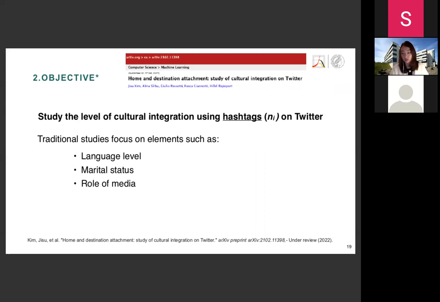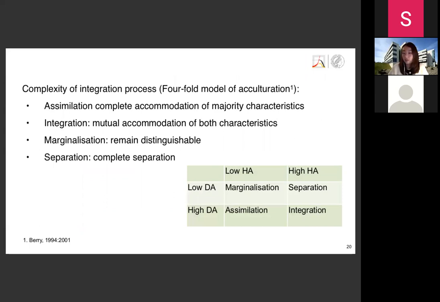And furthermore, on top of this information, we categorize the two indexes that I mentioned, home and destination attachment indexes, on the Berry's fourfold model of acculturation, which are assimilation, integration, marginalization, and separation. In the two extreme cases, assimilation means a complete accommodation of the majority characteristics of the society, whereas separation means complete distinction from the majority society. To put these in our terms, integration or assimilation depends upon whether you embrace the host country's culture or you keep the culture of your home country.